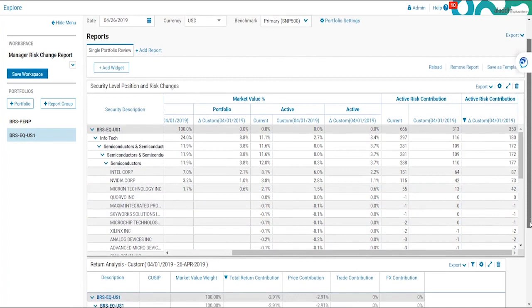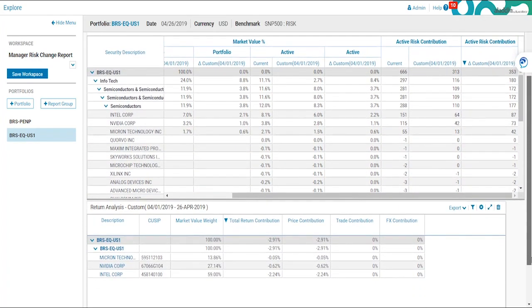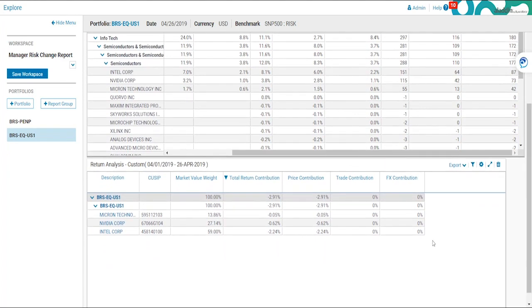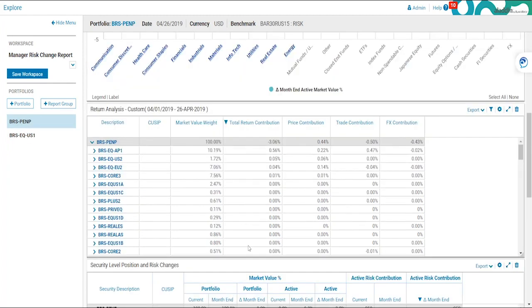To begin this analysis, I will look at a return analysis widget filtered on Intel, NVIDIA, and Micron. Pretty quickly I can see that this was not a wise bet, with returns being clearly negative on all three assets. Looking at a return analysis widget by portfolio in my portfolio group report, I can see that BRSEQ AP1 and BRSEQ US2 have generated the most amount of returns as they contribute to the total portfolio group returns.